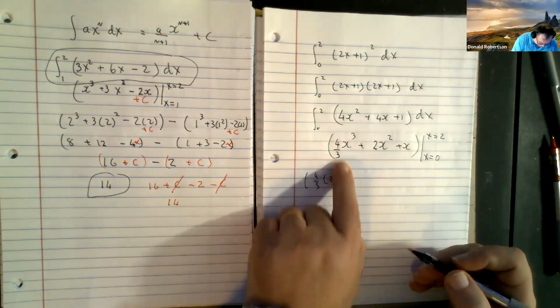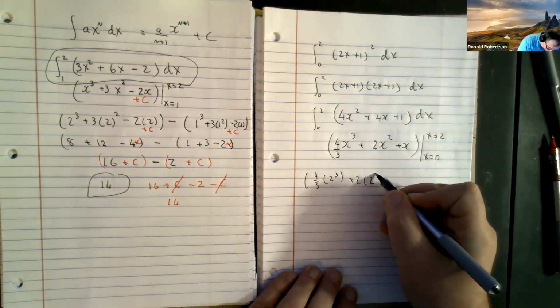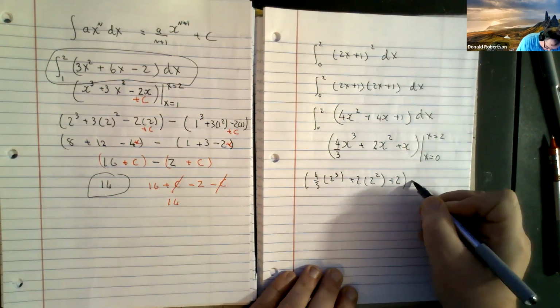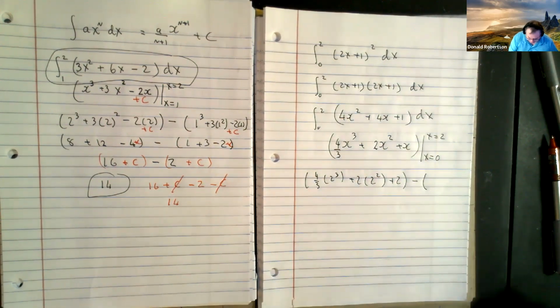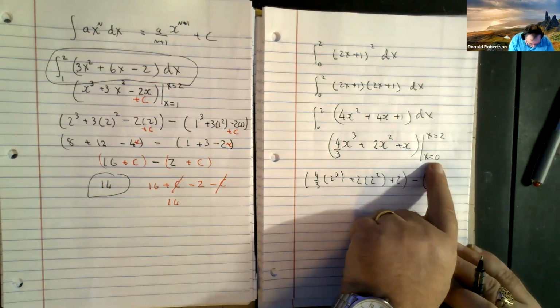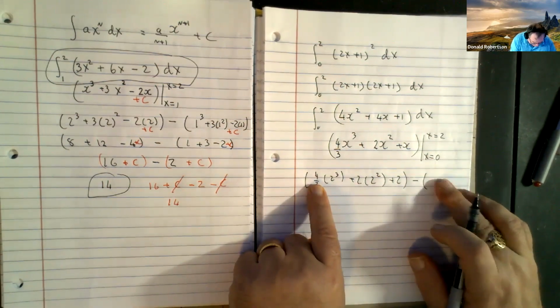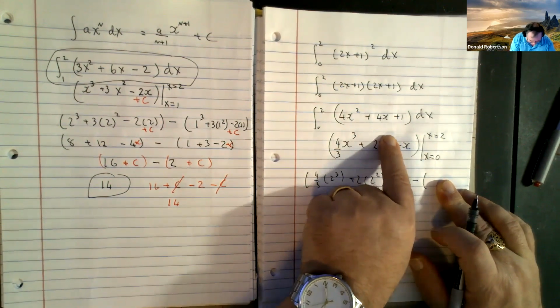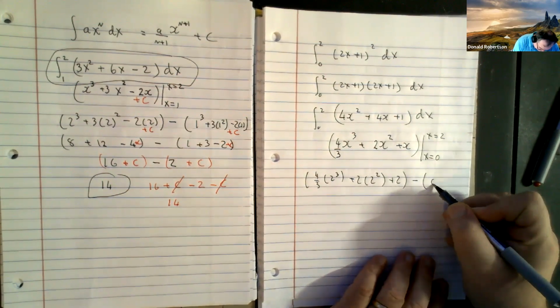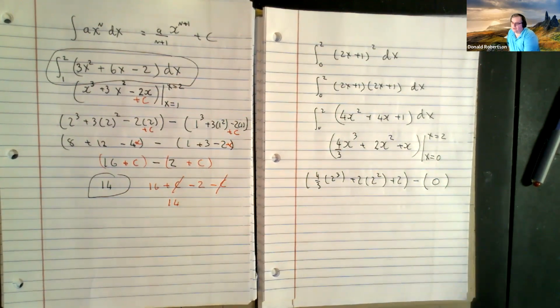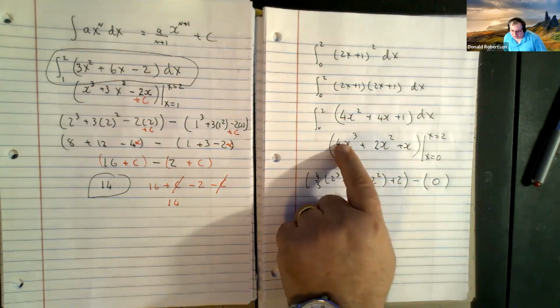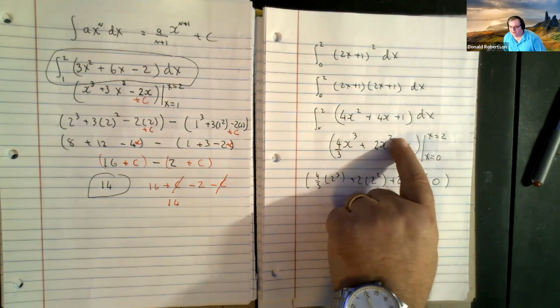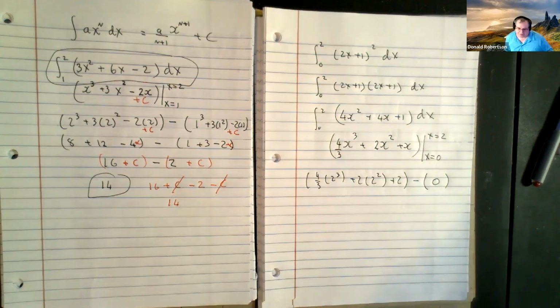So 4/3 2 cubed, 2 lots of 2 squared, plus a 2, take away. And you always want to try and do things efficiently. Technically, I should be writing here 4/3 times 0 cubed plus 2 times 0 squared plus a 0. But as you can see, all you get is a whole load of zeros. So if you know, because you can see the calculation in your head, that you're not going to get anything worth writing down, right? This is 0 plus this is 0 plus this is 0. You can just say take away 0 and save some time.